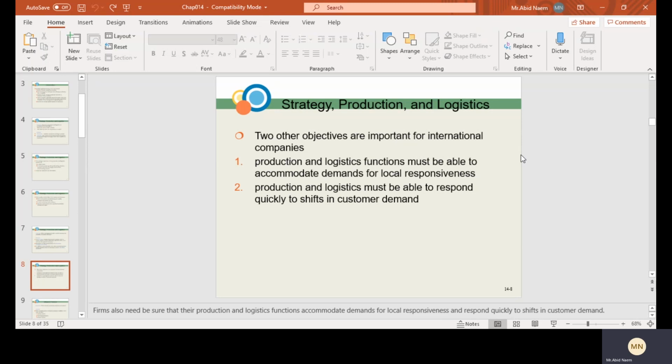And then we have to consider that production and logistics must be able to respond quickly to shifts in consumer demands. Your logistics systems should be optimized, and one tool organizations are mostly relying on is the concept of just-in-time inventory management. That is, instead of building and managing your own warehouse systems, now organizations are optimizing their production and inventory systems through JIT, the just-in-time concept.